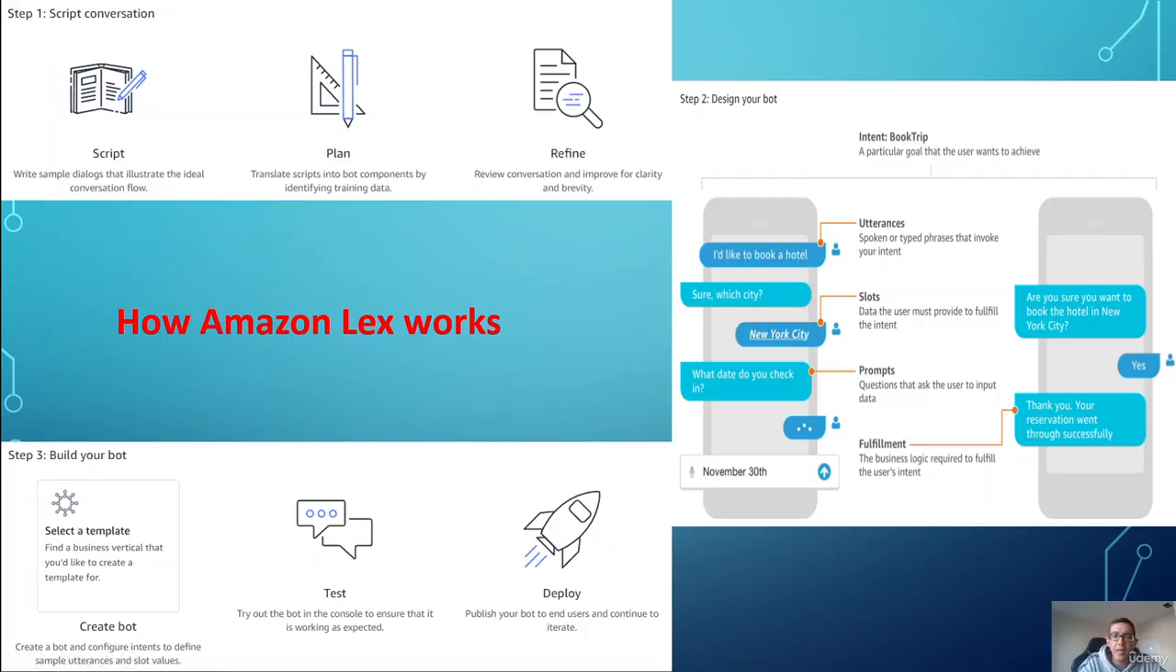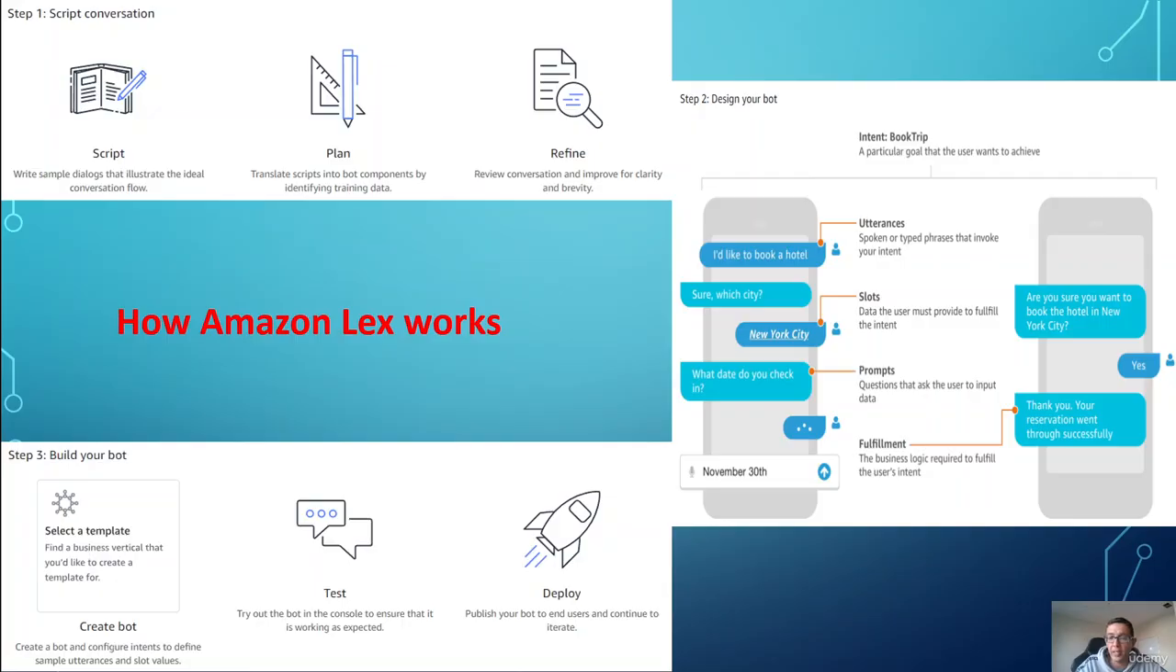Next, let's try to understand how Lex works. There are basically three steps. Step number one, script the conversation. For example, if you are talking to someone over the phone, that recording will be converted into text, and from that text, you will be able to make some sense out of it or take some action and respond to that. So the first step is script, plan, and refine. Once you have the recording, let's say, you script it, then you refine it, and then pick some keywords from that.